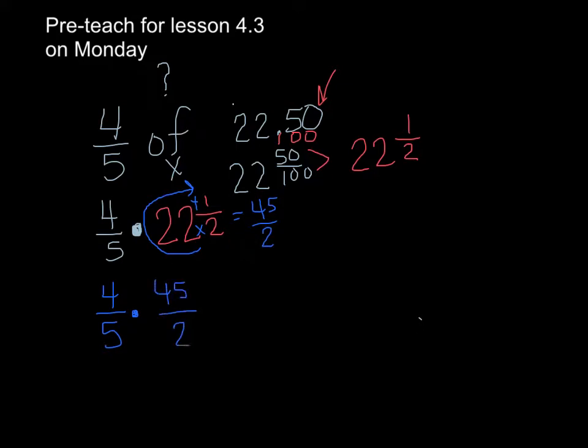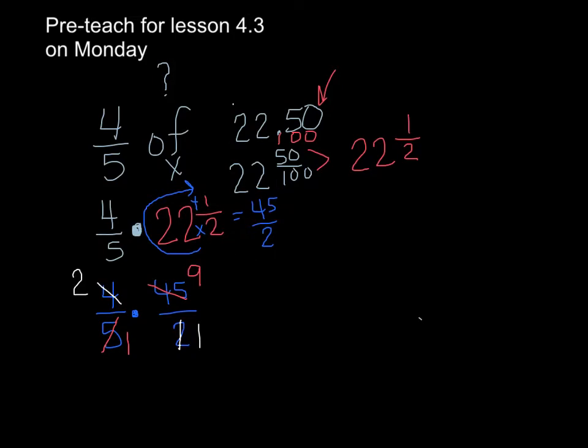45 halves. Okay, this time, you know what I'm going to do? I'm going to simplify before I multiply. 5 and 45 have a common factor that will divide into both of them. It's 5. 5 goes into 5 once. 5 goes into 45 9 times. And then 4 and 2 have a common factor. What is it? It's 2. 2 goes into 2 once. 2 goes into 4 twice.